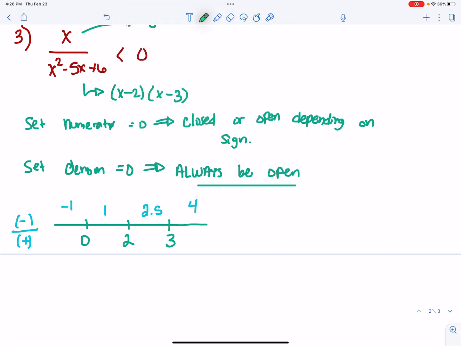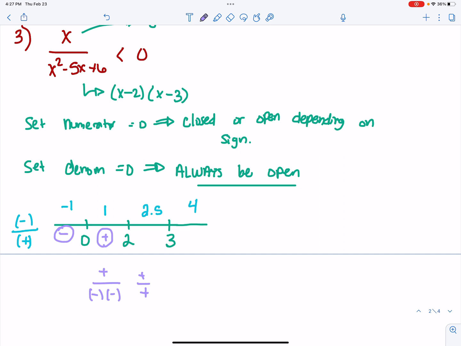So my sign to the left of 0 is going to be negative. Now, if I were to plug in 1 right here, I'm going to get a positive on top. And then 1 minus 2 is going to be negative. 1 minus 3 is also going to be negative. A negative and a negative makes a positive at the bottom. And then a positive over a positive gives us a positive.